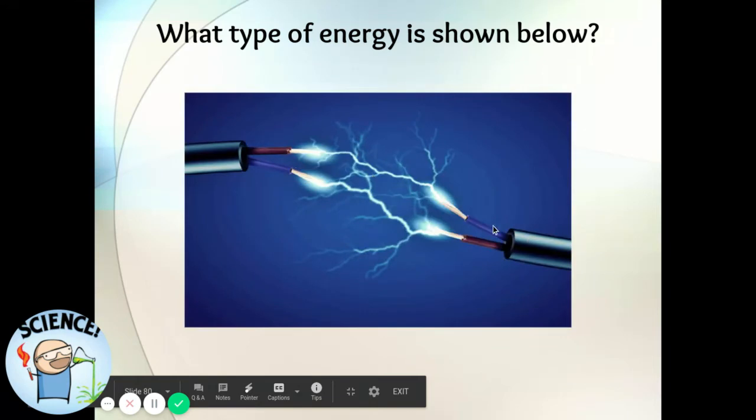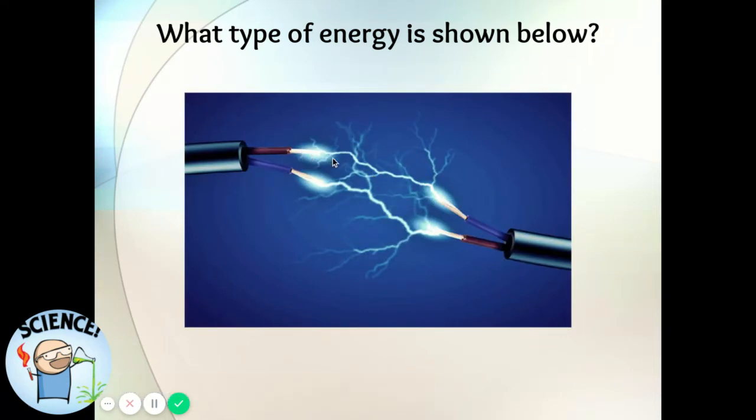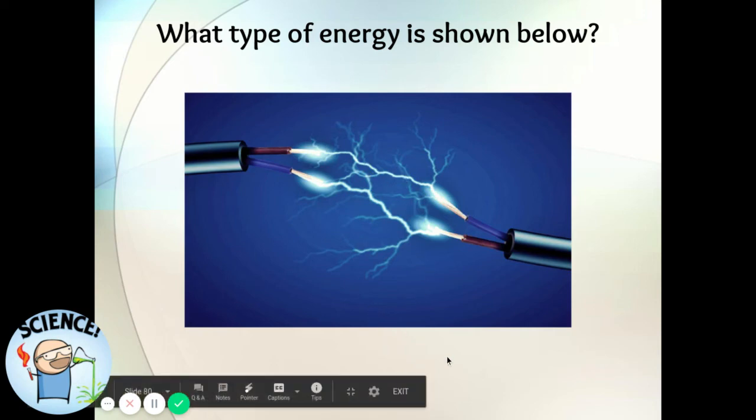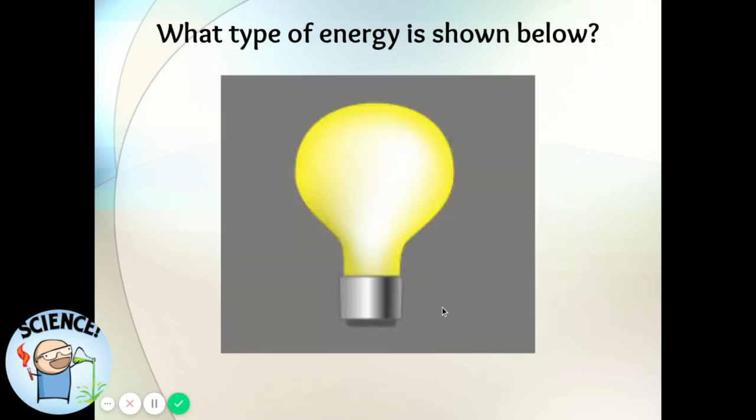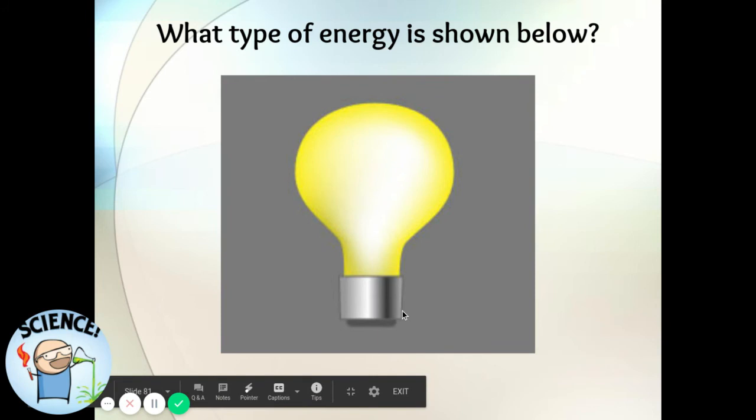Here we have two wires, and you can see these little mini, they kind of look like lightning bolts. Those are showing us electricity. So this must be electrical energy. Here we have a light bulb. It's right in the name, light energy.